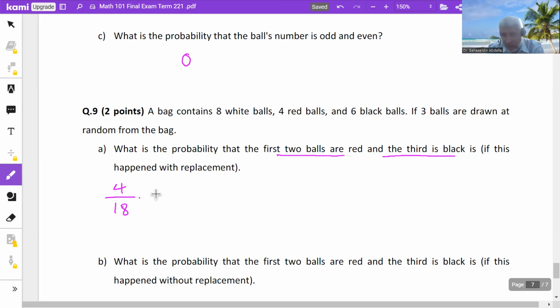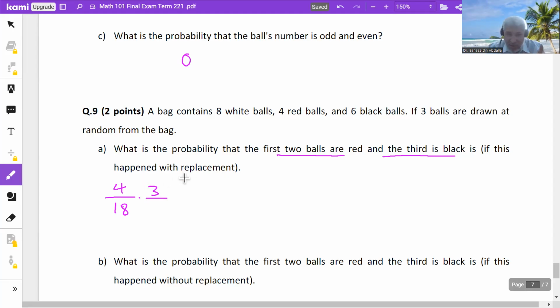Times, we use the fundamental principle, which is the product rule, because we will do it in 3 steps: first, then second, then third, and we need to do all the steps together, so we use the fundamental concept. Okay, so the second ball now, we need it to be red, 4 over 18. Let us check.